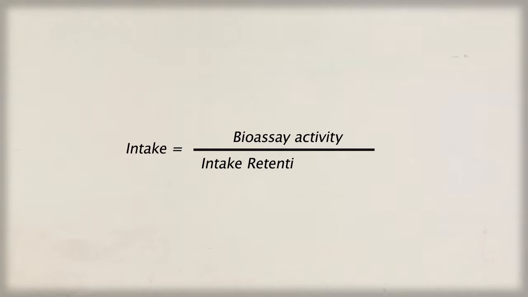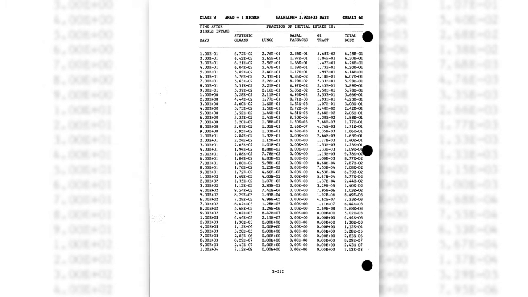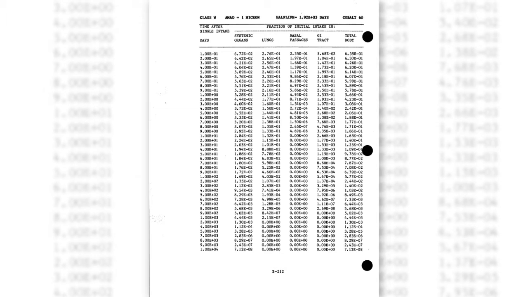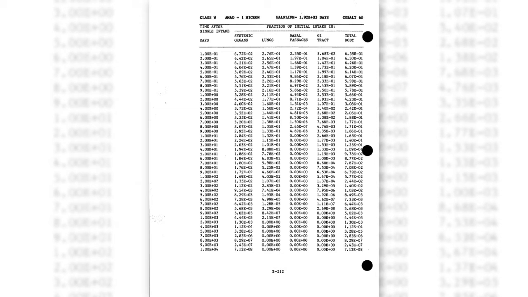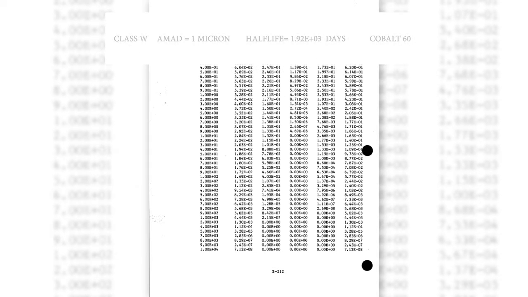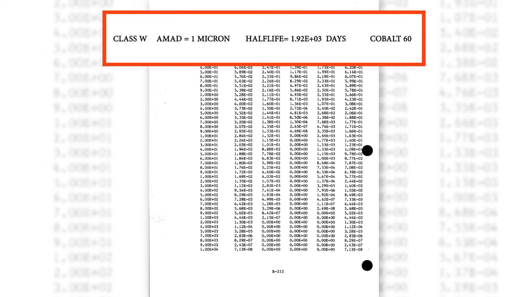Our first step is to estimate the intake based on the bioassay results and the intake retention fraction. The intake retention fractions for 1 micron particles are found in NUREG/CR-4884. The data for Class W cobalt-60 intakes starts on page B-212.